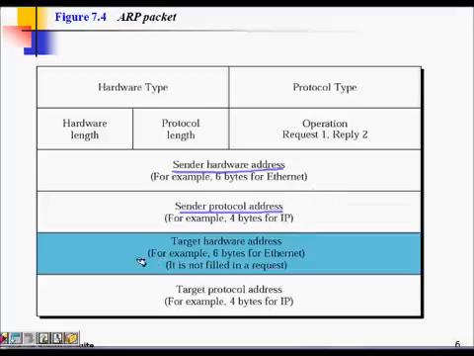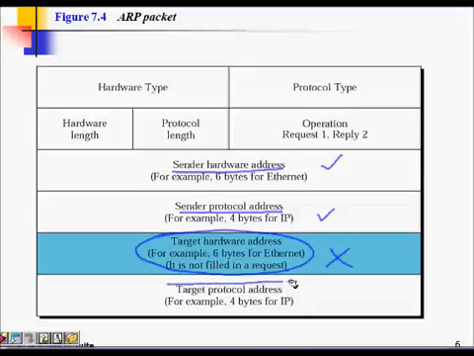Then he doesn't know the target hardware address, so this is not filled, while this and this are filled. He doesn't know that, so he will not fill this up. And he knows the target IP address, so he fills this, and by reading this, system B will know that okay, I have to reply with my hardware address. But then a few more questions remain: how will he know that this packet is an ARP request? That will be from this field.